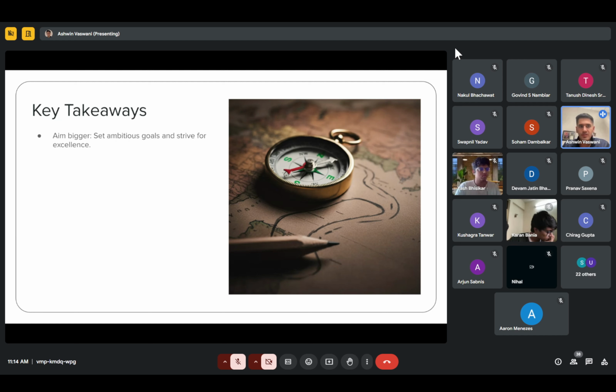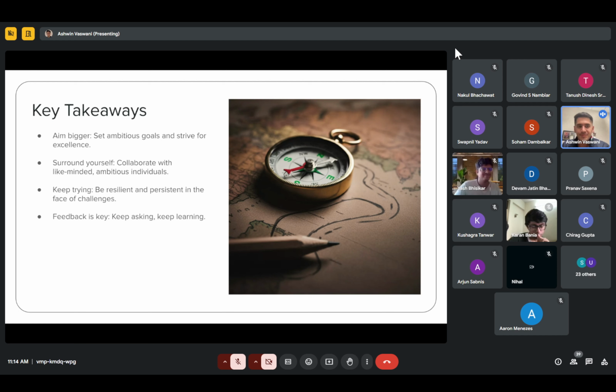So have that confidence in yourself, have the belief to set those ambitious goals, meet the right people, and try to achieve those goals. It's a very simple one-liner there. Again, as I mentioned, surround yourself with like-minded ambitious individuals. Keep trying. Most projects won't work off the shelf in a few months. You'd need persistence across months.